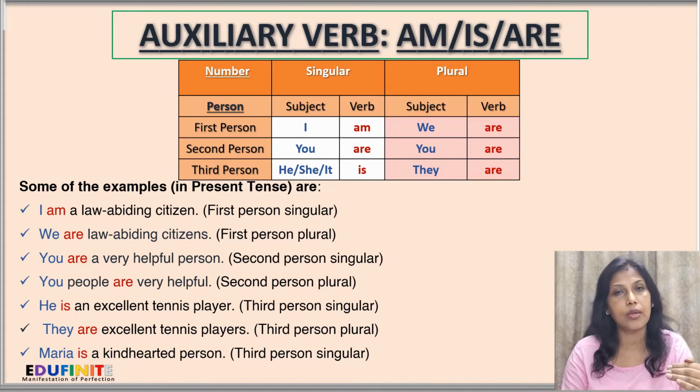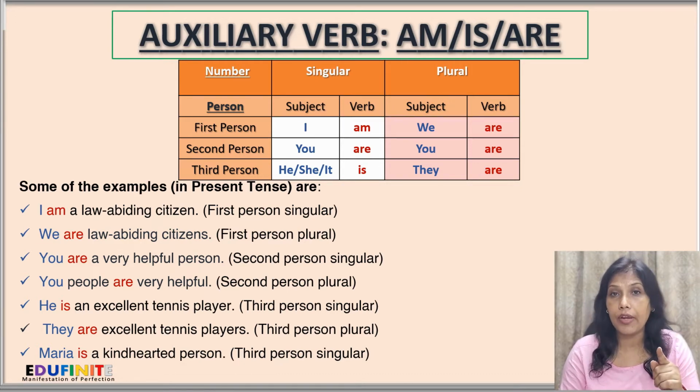So let's look into some of the examples. I am a law-abiding citizen. Here, first person singular I, so we know that with it goes the verb am. Next, according to the table that I have provided, with we the verb that goes is are. So, we are law-abiding citizens. This is first person plural. Next, second person singular.